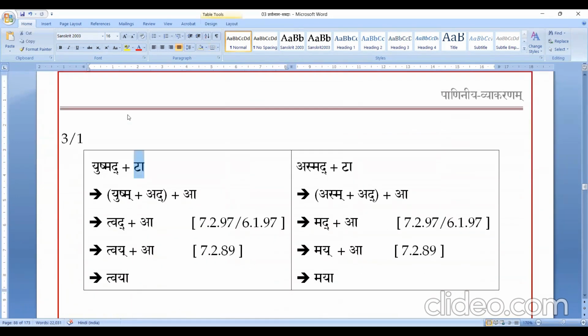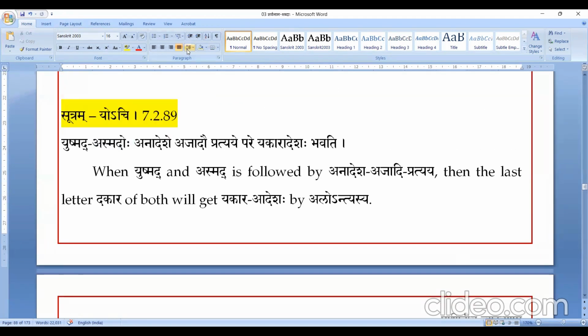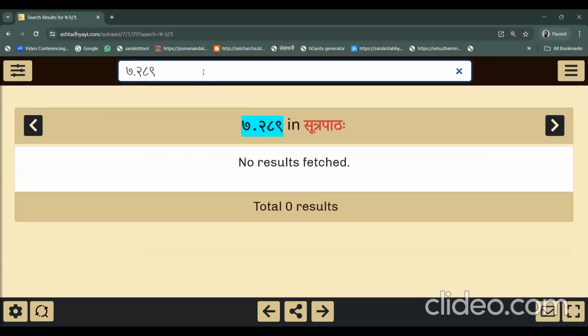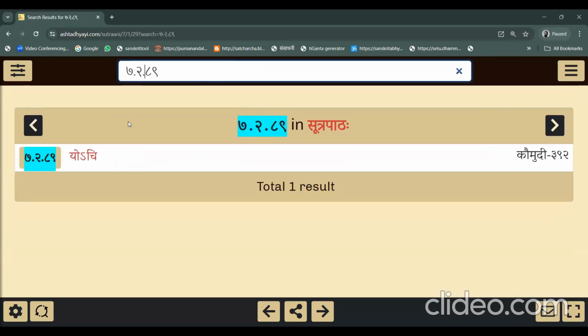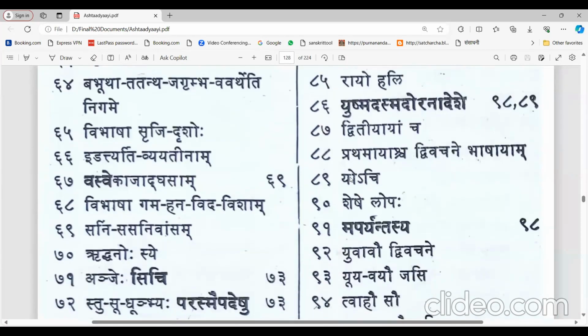So Yushmad plus Ta. So Ajadi Vibhakti Pratyaya. This did not undergo any change. Doesn't undergo any change. Only. So Anadeshe. Where is Anadeshe? You can see the 7 to 89. Yushmad Asmadbyam Anadeshe, that coming as Anuvritti. In fact, don't all the sutras. 7 to 89. The Sutra Pata, if you see. Yushmad Asmadbyam Anadeshe, 7 to 86. And 7 to 89. So this Adhikara, Yushmad Asmadoho Anadeshe, it's up to 89.